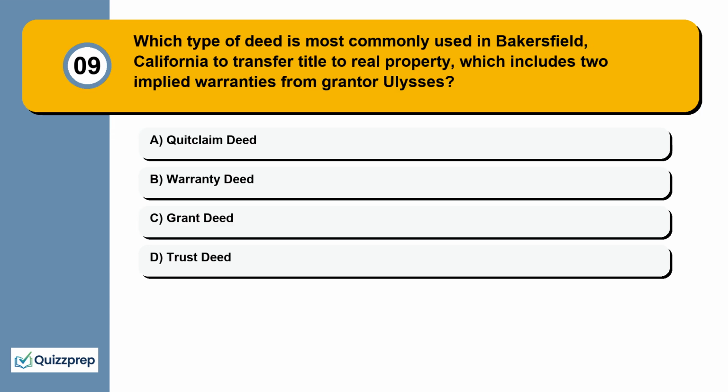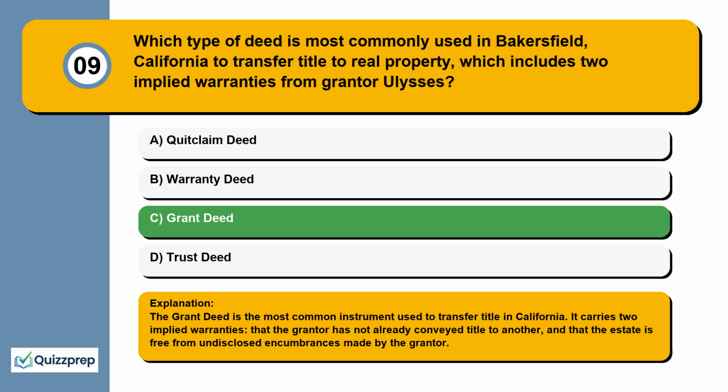Question 9. Which type of deed is most commonly used in Bakersfield, California to transfer title to real property, which includes 2 implied warranties from grantor Ulysses? Quitclaim deed, warranty deed, grant deed, trust deed.